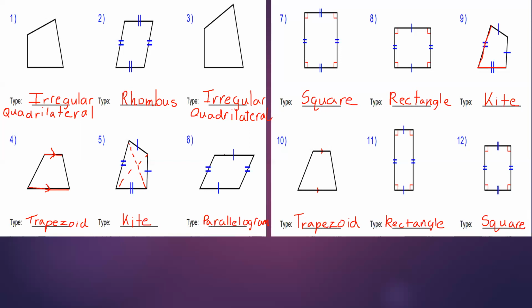All right, take a picture of your work, please, and send it to me via WhatsApp. Again, take a picture of your work and send it to me via WhatsApp.